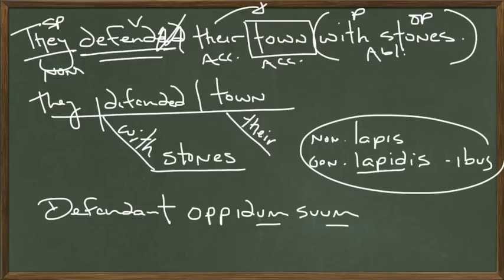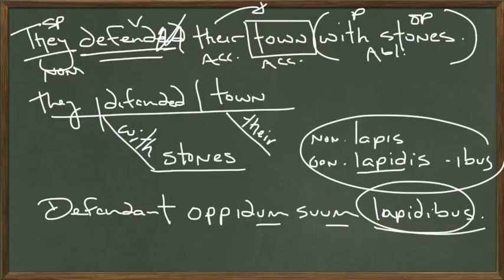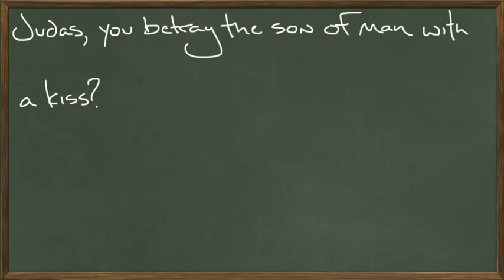Defendant oppidum suum lapidibus. Defendant oppidum suum lapidibus. They defend their town with stones. This is in the ablative case, so we don't need the word with. Because what are they using to defend their town? They're using these stones. Remember, this is the ablative of instrument. If you're using an instrument or a thing to get the job done, ablative, no preposition.